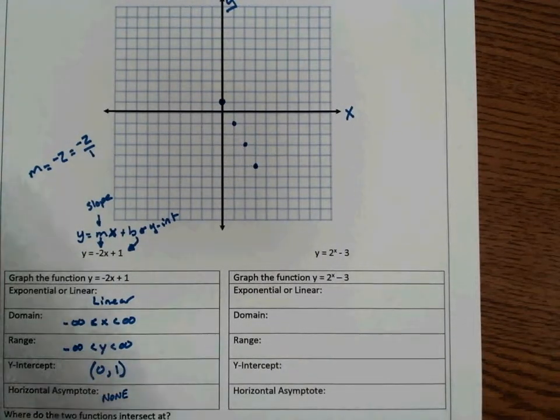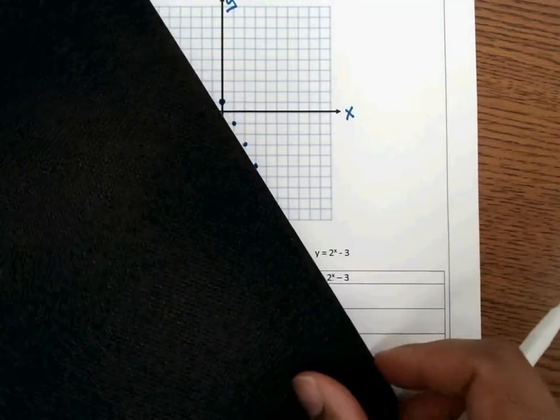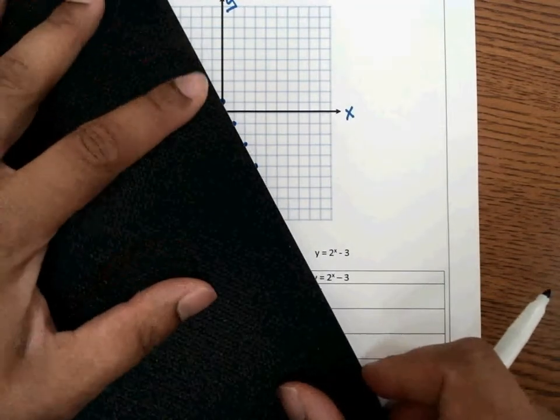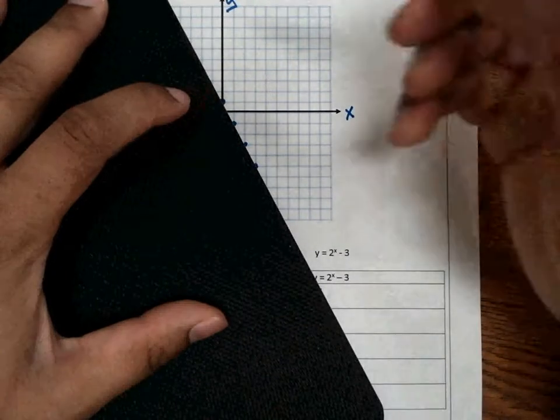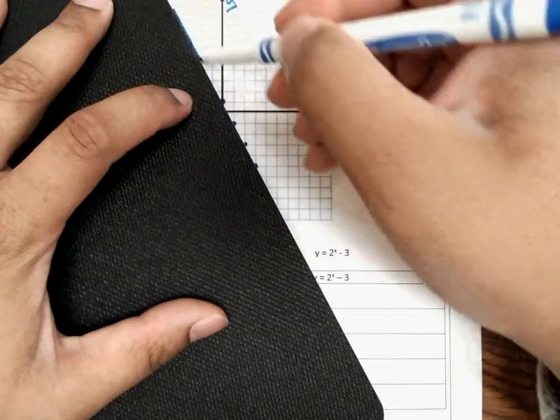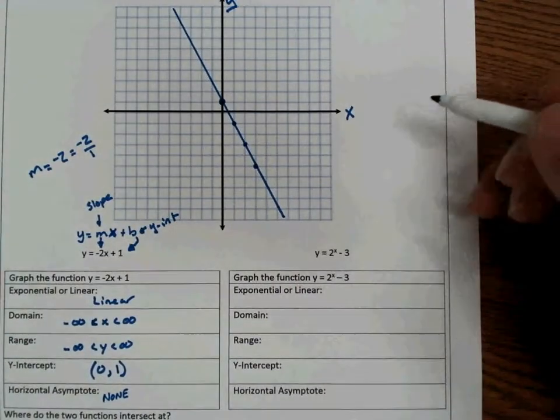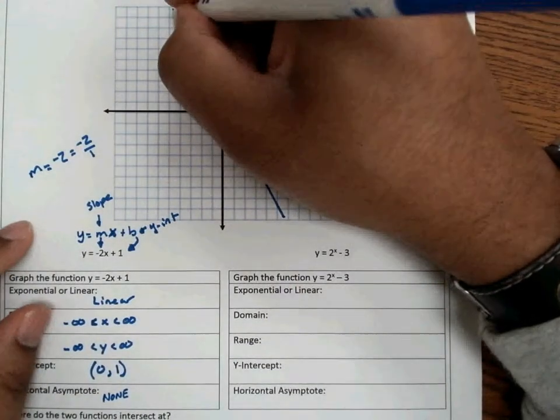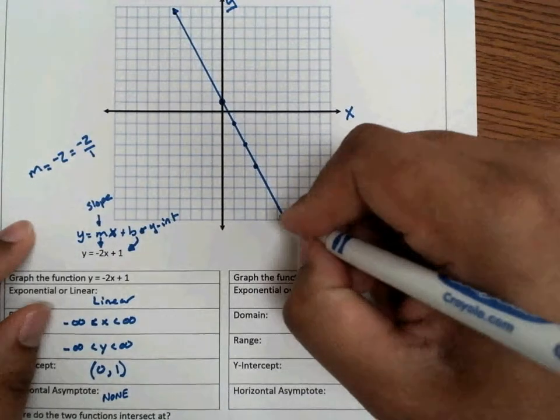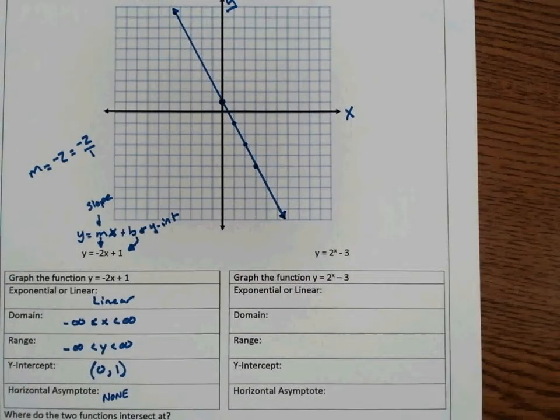I don't have a ruler on me, so I'm just going to use this right here. And then we're just going to draw a line. And then we'll put some arrows at the end. And we're done with that one.